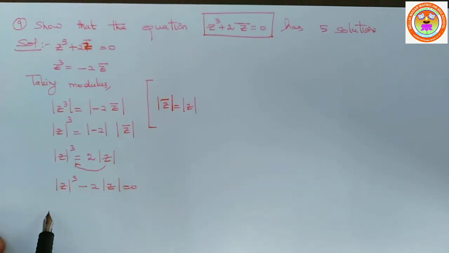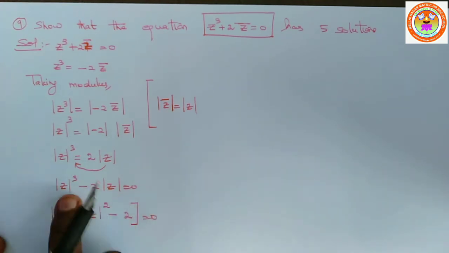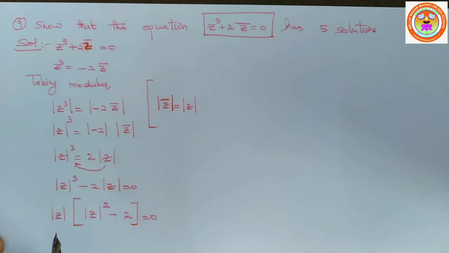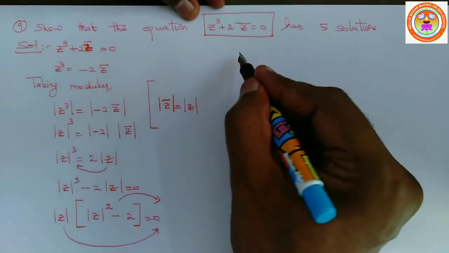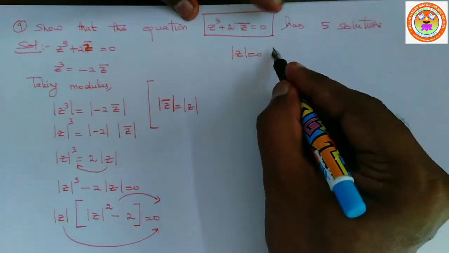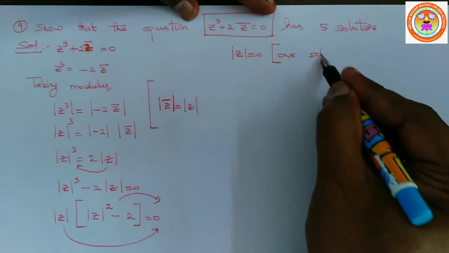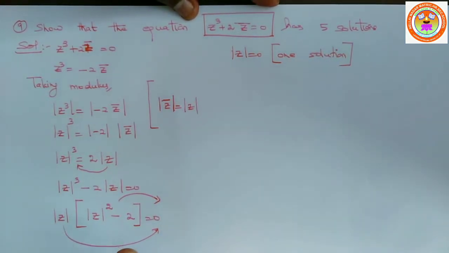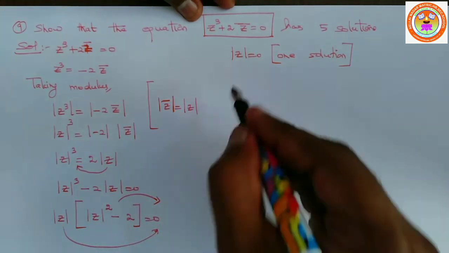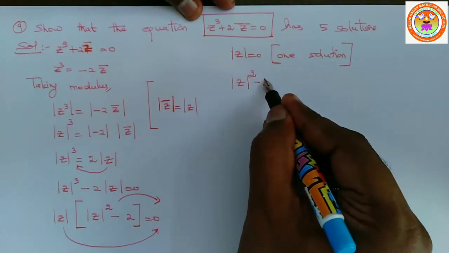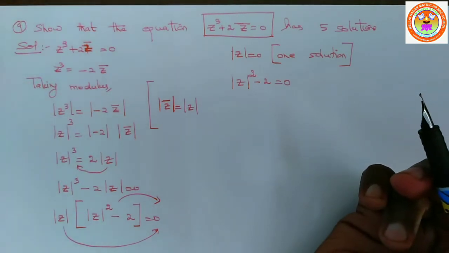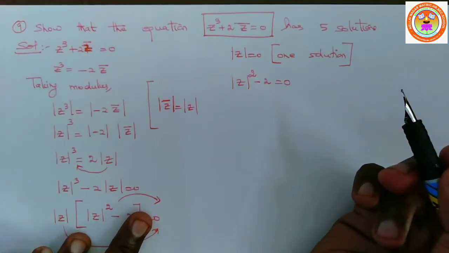Now what is common here? Modulus of z is common. After taking modulus of z common, here it becomes modulus of z square minus 2 is equal to 0. So modulus of z times modulus of z square minus 2 is 0. Now equate this one to 0, and this one also to 0. So modulus of z is equal to 0: this is one solution. Still I need to show 4 more solutions. Equate this one: modulus of z square minus 2 is equal to 0. Now what do I want to do?